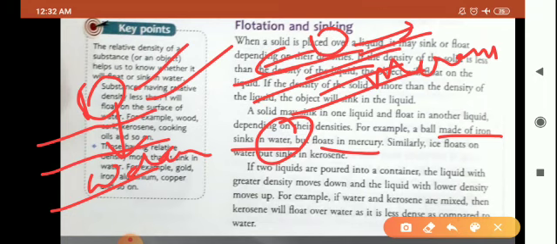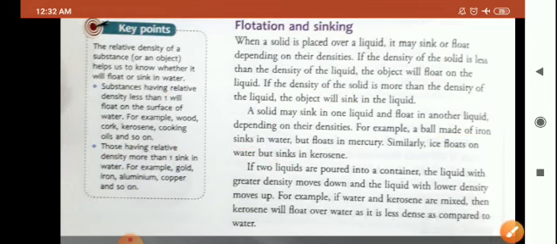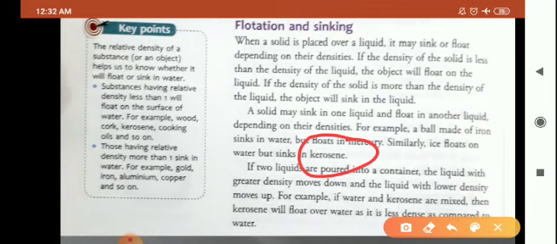Whereas in case of kerosene, if we compare the density of the ice with kerosene, the density of the ice is greater than that of kerosene, and hence if we place the ice over the kerosene, it will sink in kerosene. So children, I suppose I am clear to you.